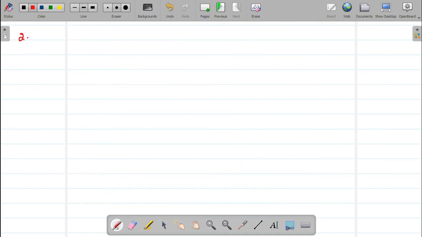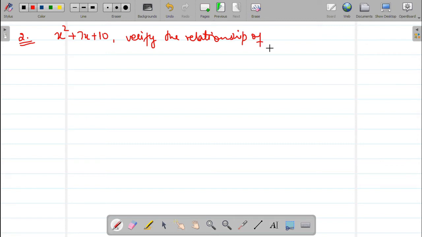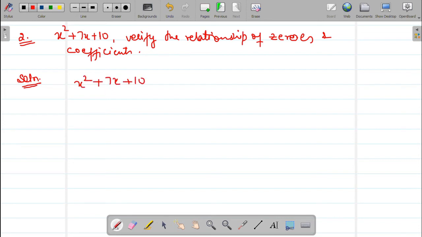Another example can be, find the zeros of the quadratic polynomial x square plus 7x plus 10, and the question is asked like this only: verify the relationship of zeros and coefficients. So first of all, let me find out the zeros here. So x square plus 7x plus 10.